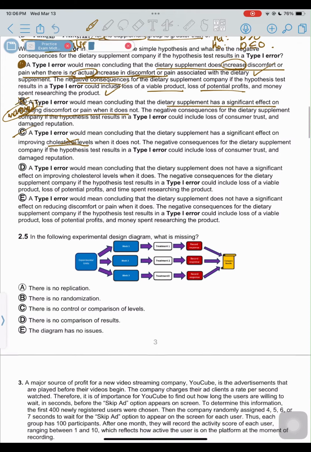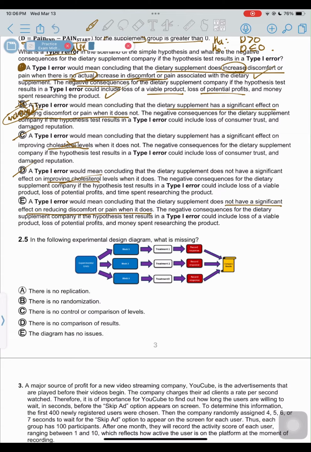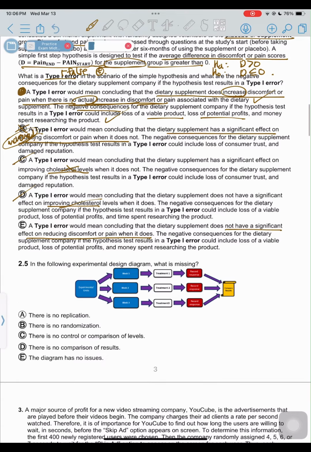E, a type 1 error would mean concluding that the dietary supplement does not have a significant effect on reducing when it does. So type 1 error is a false positive, so rejecting the null hypothesis. So null is not true, but in reality it is true. So it's basically saying it does not have a significant effect on reducing the discomfort.